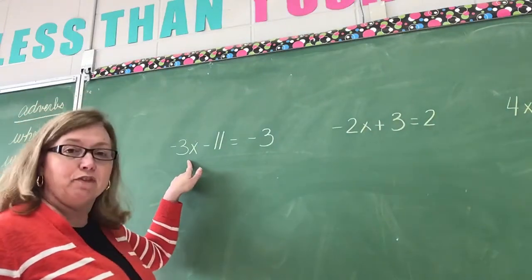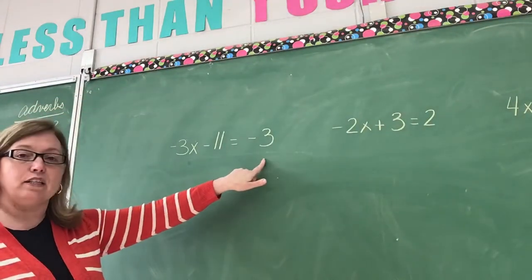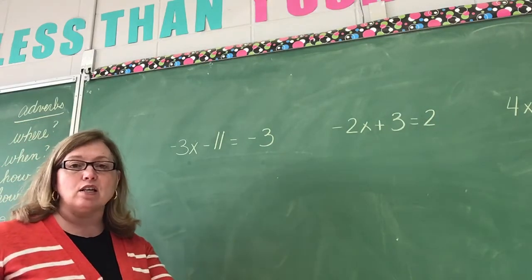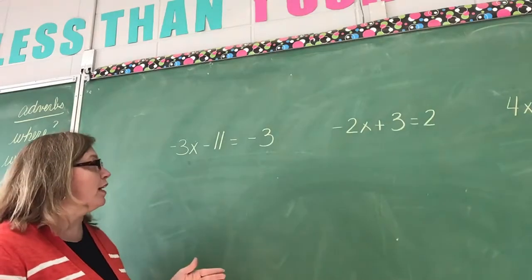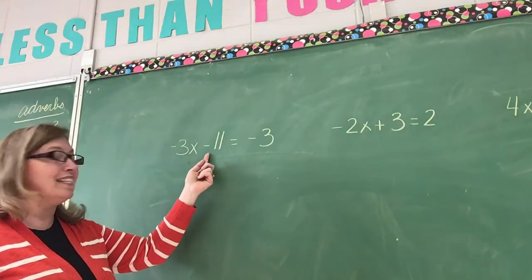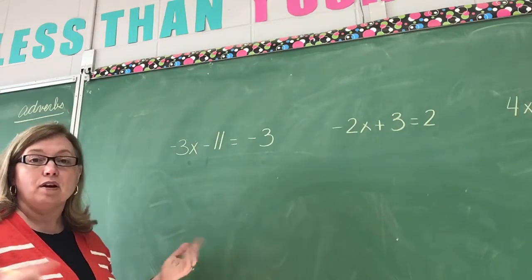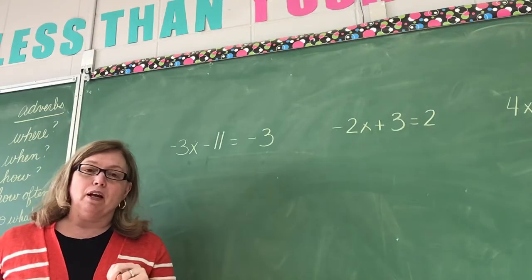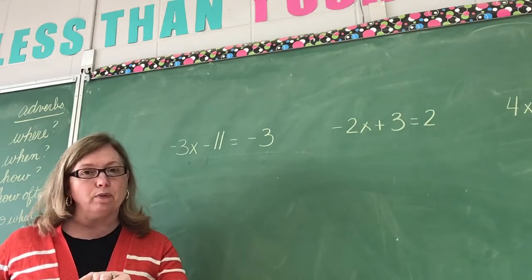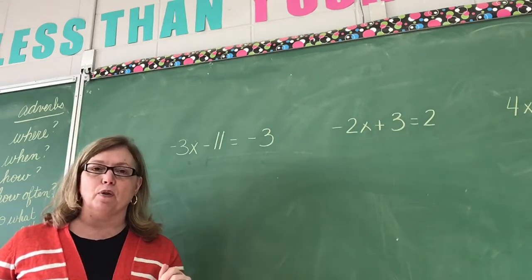We have negative 3x minus 11 equals negative 3. Now again, I want to get all of my constants on one side and all the variables on the other. So I need to get rid of this negative 11 so that I can have my negative 3x by itself. Of course, we have two rules when it comes to equations. Do the opposite of what the equation tells you. And second, whatever you do on the left, you must do on the right.